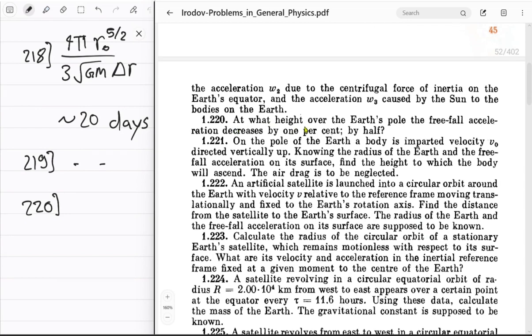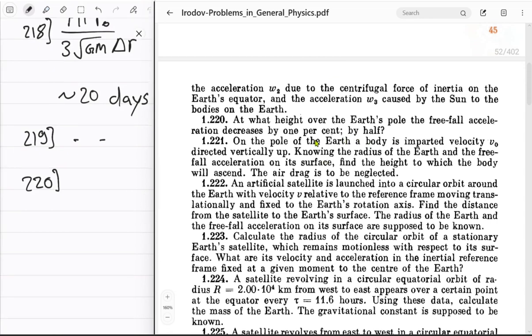At what height over the Earth's pole does the free fall acceleration decrease by 1%, and what is it by half? Oh, so two questions. First by 1% and next by half. So height over Earth's pole, the free fall acceleration decreases by 1% first, and then it decreases by half.